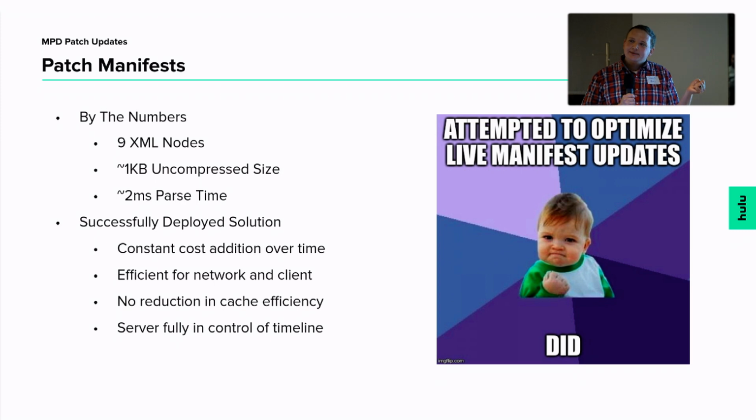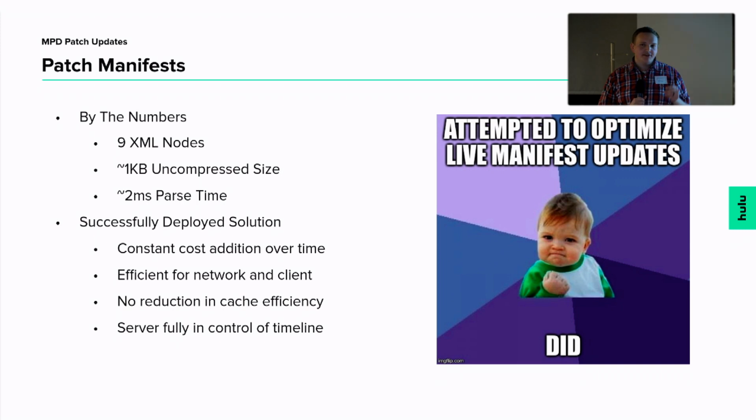And that's about 1 kilobyte uncompressed. I could gzip it if I really wanted to. Wouldn't help much at that point. But it's about 2 milliseconds of parse time. And to give you an indication, even a 100 kilobyte manifest on certain streaming devices cannot be parsed and sustain 60 FPS playback. A 1 kilobyte manifest absolutely can.